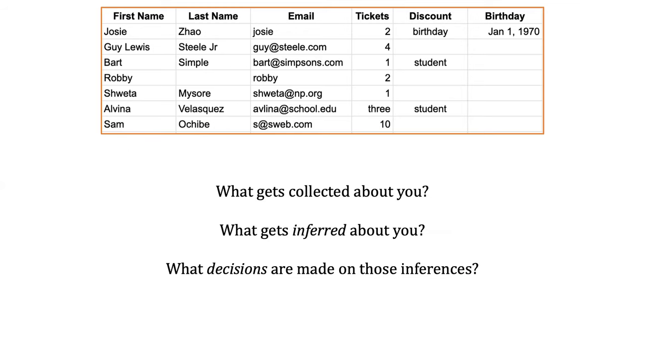Finally, we can have these higher level conversations, like what is getting collected about you? Like I have a birthday column over here. What gets inferred from that? And then what are the decisions that are made? So how does modern AI work? And what are the problems with modern AI?